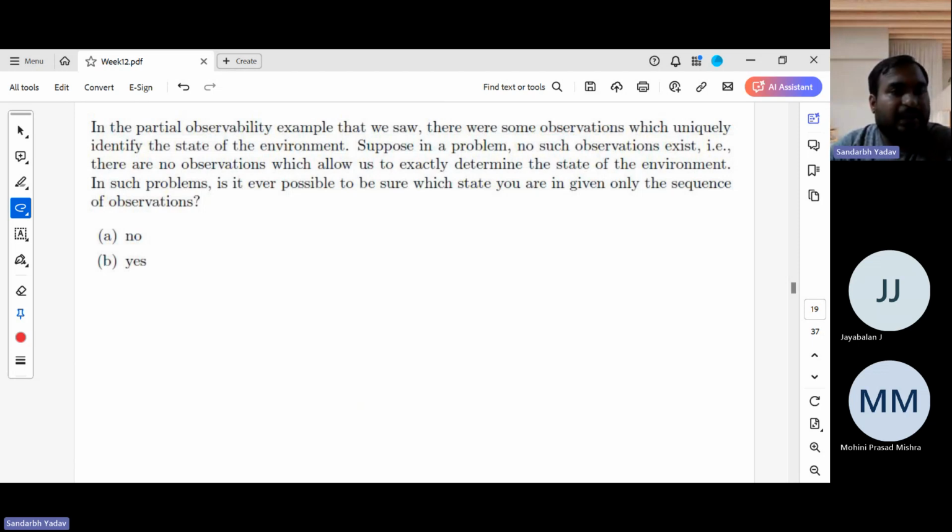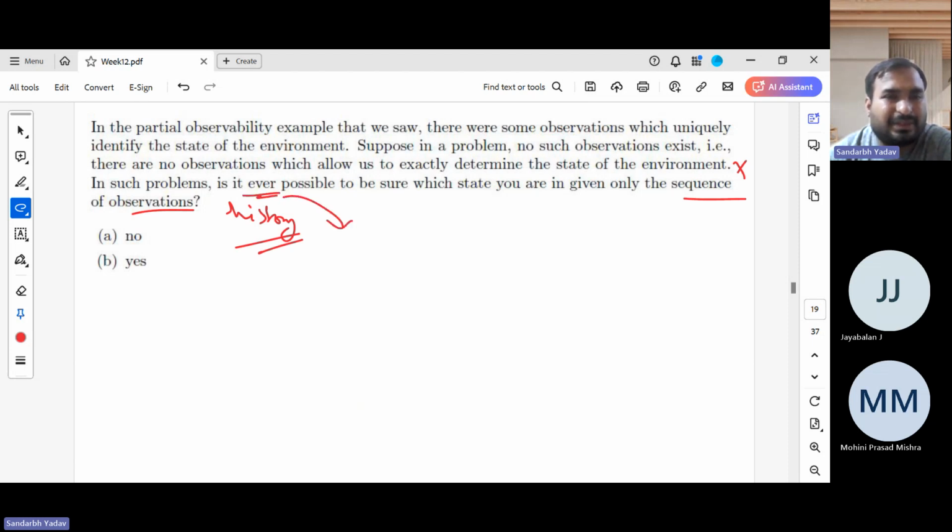So the first question says: in the partial observability example that we saw, this is talking about the example from the class, there were some observations which uniquely identify the state of the environment. Suppose in a problem, no such observations exist. There are no observations which allow us to exactly determine the state of the environment. In such a problem, is it ever possible to be sure which state you are in, given only the sequence of observations? This sequence of observations basically means history. So if you are given a history, can you ever be sure? Even if it happens once, that is fine. Is it ever possible?